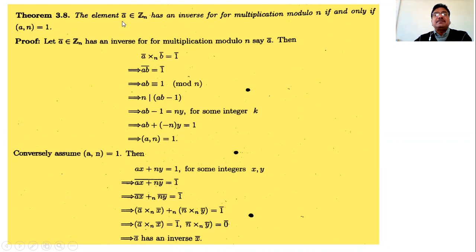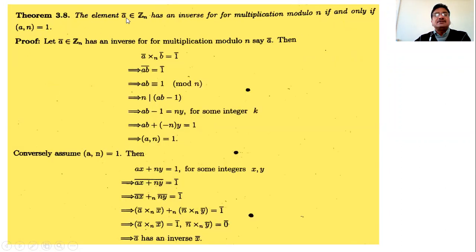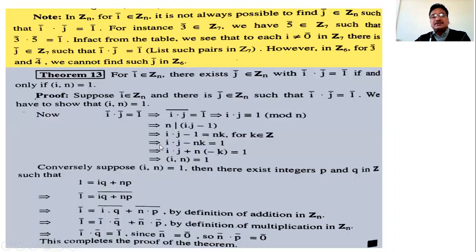The notations are different. Here the notation is I bar, and there exists J bar in Zn such that I bar times J bar is equal to 1 bar, meaning the multiplicative inverse of I bar exists in Zn if and only if the greatest common divisor of I and N is 1. In place of A in the other theorem, the notation here is I. So the theorem is of type if and only if, and the proof is in two parts.